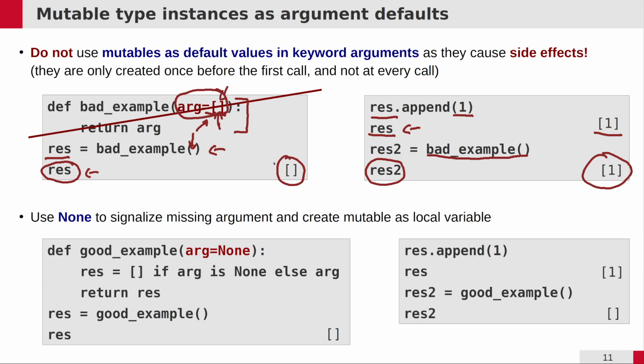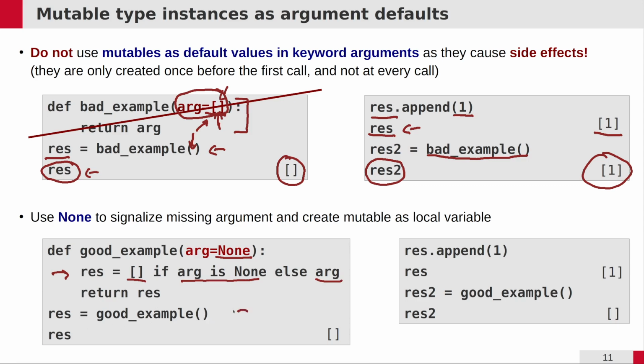Okay. But then how should we do things if we need indeed the empty list as a default argument? Then the way of doing that is setting the default value to None. None is immutable, so there are no problems. And within the function, we have a one-line statement which says, if the argument is None, then set the value of result to the empty list, otherwise use the argument itself. And then it would work as expected, right?